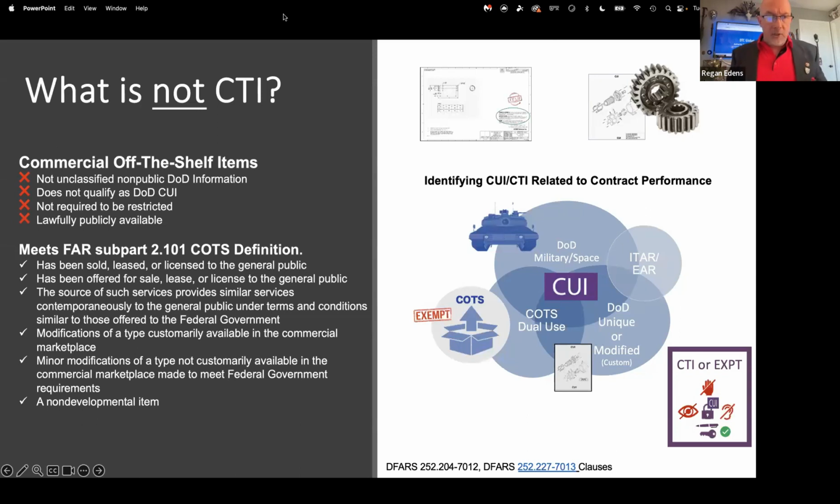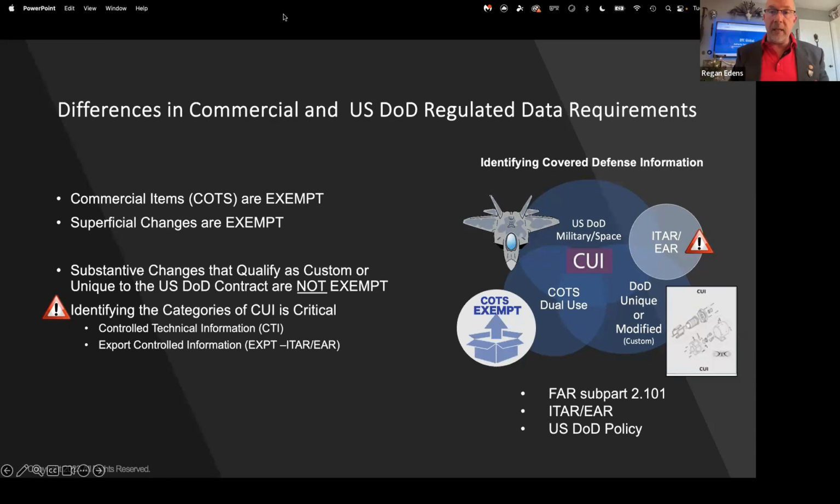So to say that one more time, it has to meet the FAR subpart 2.101 definition. This is the summary of that definition. This definition in totality is about 12 different slides. All right. So it's very important that we realize that just because we think it meets that, it doesn't mean that it does. We're going to explain that in a little bit more detail.